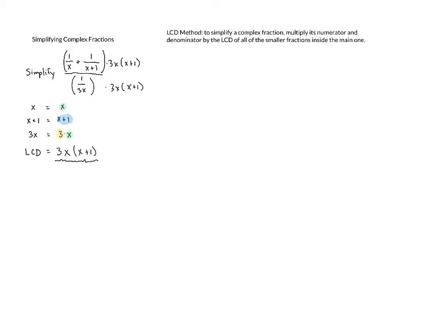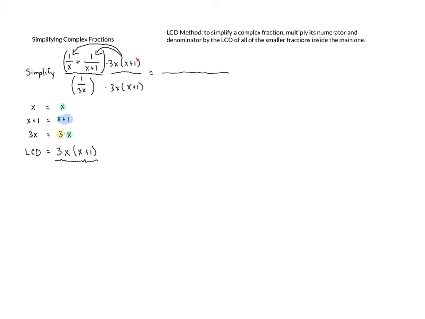The reason we're allowed to do this is because we are effectively multiplying by the fraction 3x times x plus 1 over 3x times x plus 1, and any fraction where the numerator and denominator are equal is equal to 1. Anything divided by itself is 1. So we are multiplying the original expression by 1, which doesn't end up changing its value. Now, we have to take 3x times x plus 1 and distribute it to each of the fractions on the inside. Let's take a look at this first fraction.